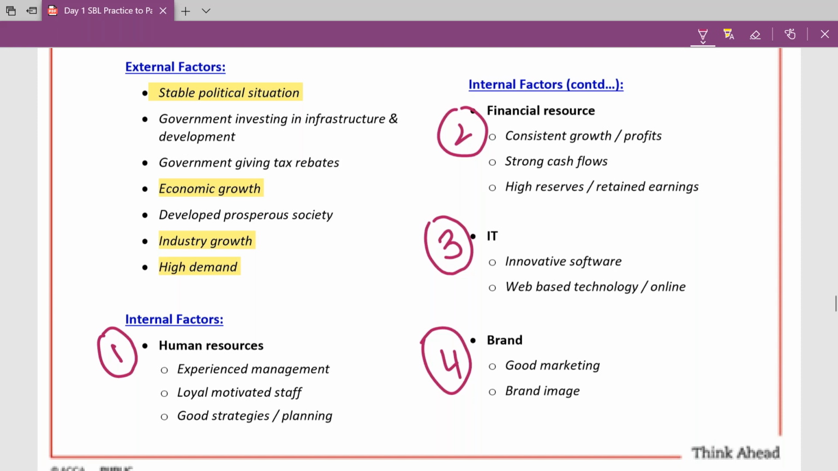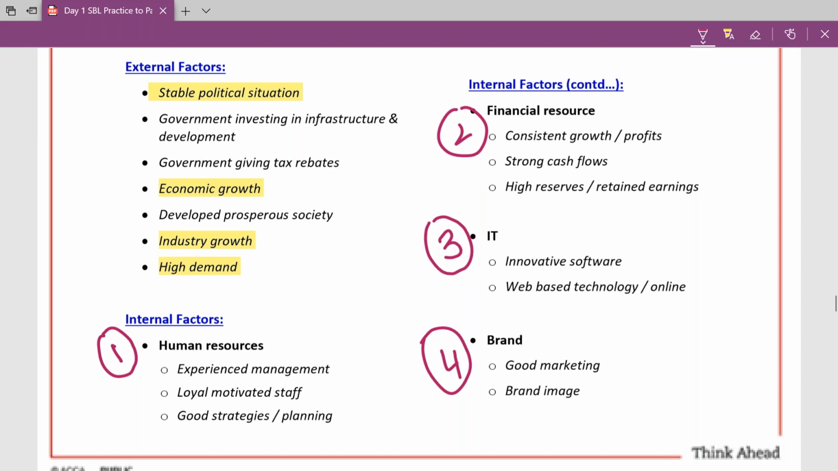Whenever we talk about human resource, it means our employees, our management, our board of directors. One of the key reasons why organizations can beat their competitors is good, motivated, loyal employees, and smart strategies which the board and the senior management are coming up with. Experienced management, loyal, motivated staff, good strategies, planning, all these are aspects relating to HR.